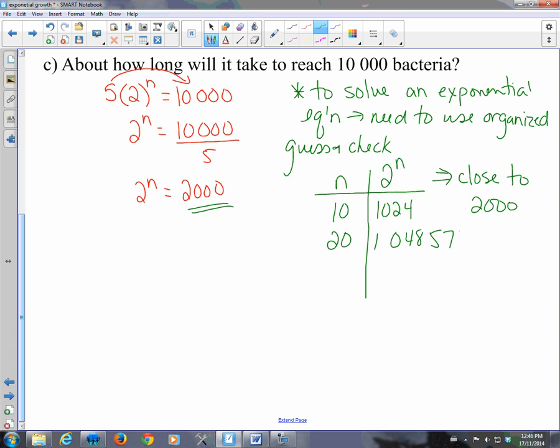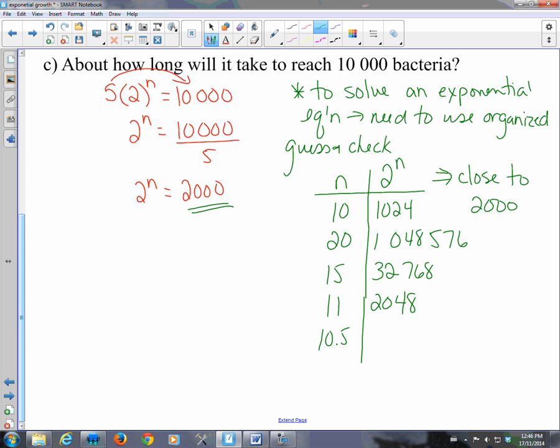Now I've got 1,000,000. So I'm going to look between 10 and 20, like 15. 2 to the exponent 15. Still way too big. So I'm going to keep working my way down. Maybe 11. 2 to the exponent 11. Oh, 2,048. So I could try to work my way down even smaller.